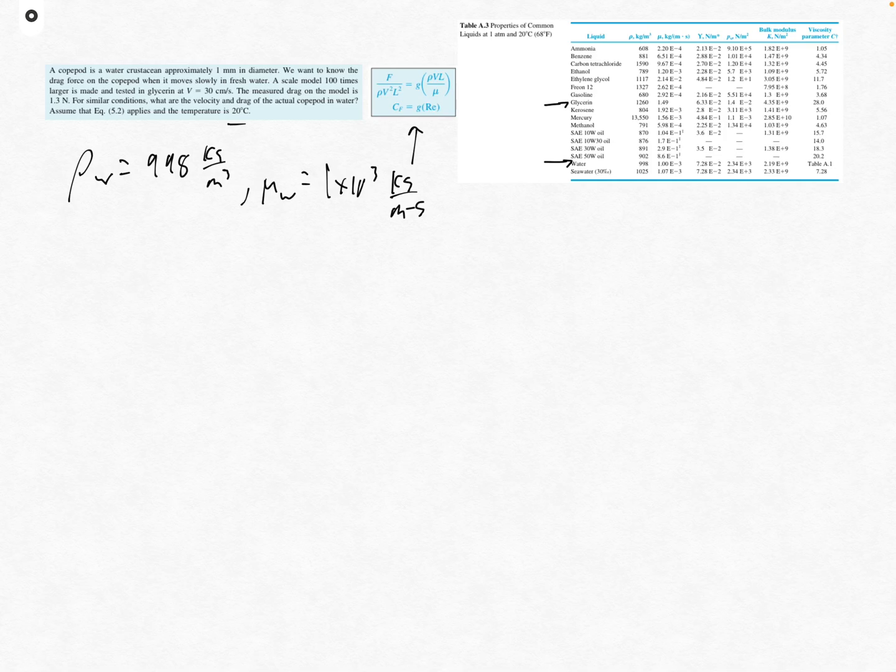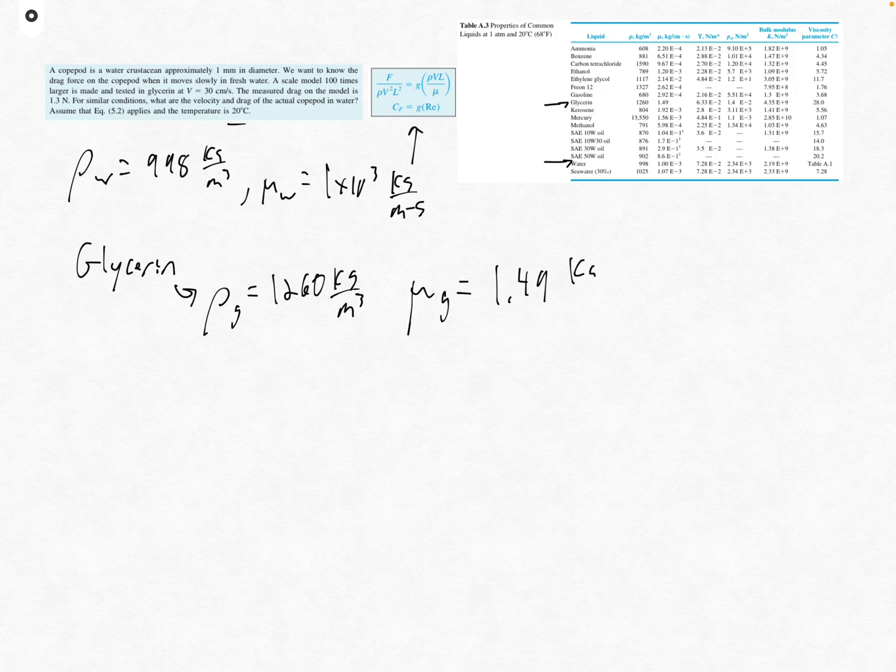And then we need to look up the property values in glycerin as well. That'll be right here, glycerin. Rho G is equal to 1260 kilograms per meter cubed. And mu of glycerin, we can look it up, there we go, 1.49 kilogram per meter second. So we can see that while the density of the glycerin is really not that much different than the density of water, the viscosity is quite significantly larger.